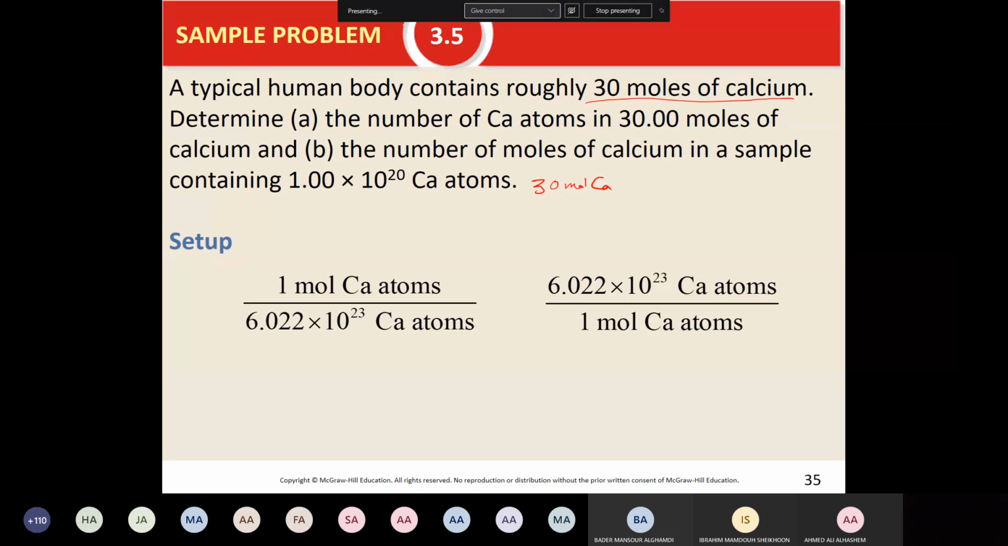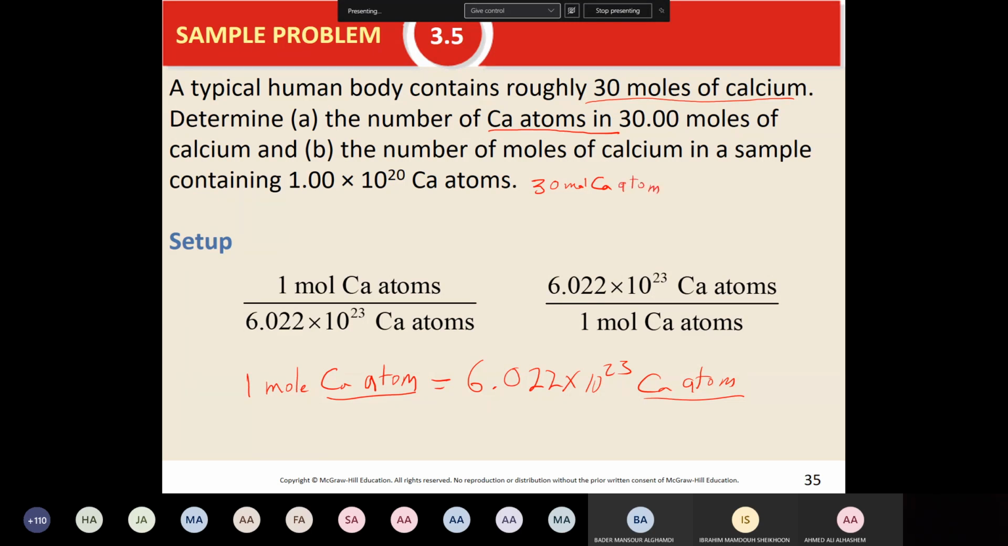Okay. Determine how many calcium atoms. I know that 1 mole calcium atom equals how many? Avogadro number. 6.022 times 10 to the power 23 what? Calcium atom. Our body consists of 30 mole of calcium atom.